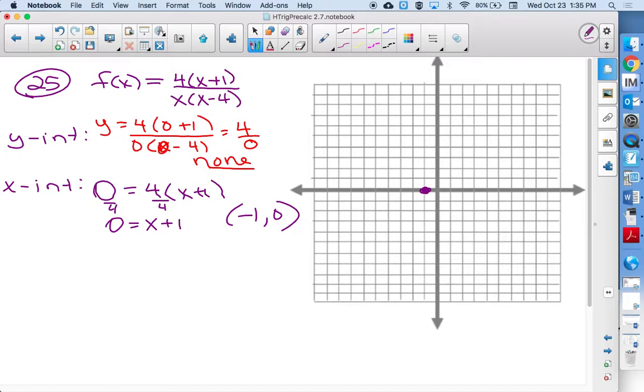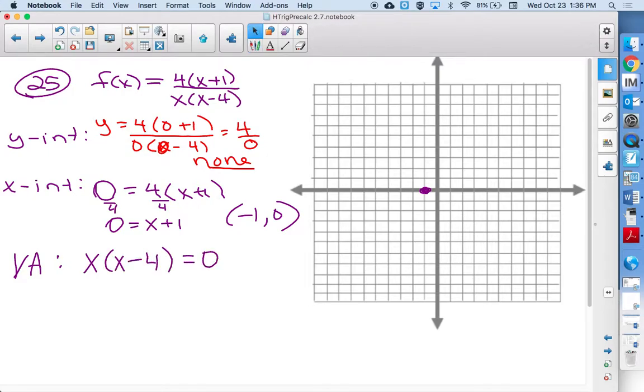What's the next thing we find? What else do we need besides intercepts? Kelly. Yeah, the asymptotes. So let's start with the vertical one. Take the denominator, set it equal to 0. How many x's are in the denominator? 2. How many x values would you have then that are undefined? 2. Each x value can make the fraction undefined.